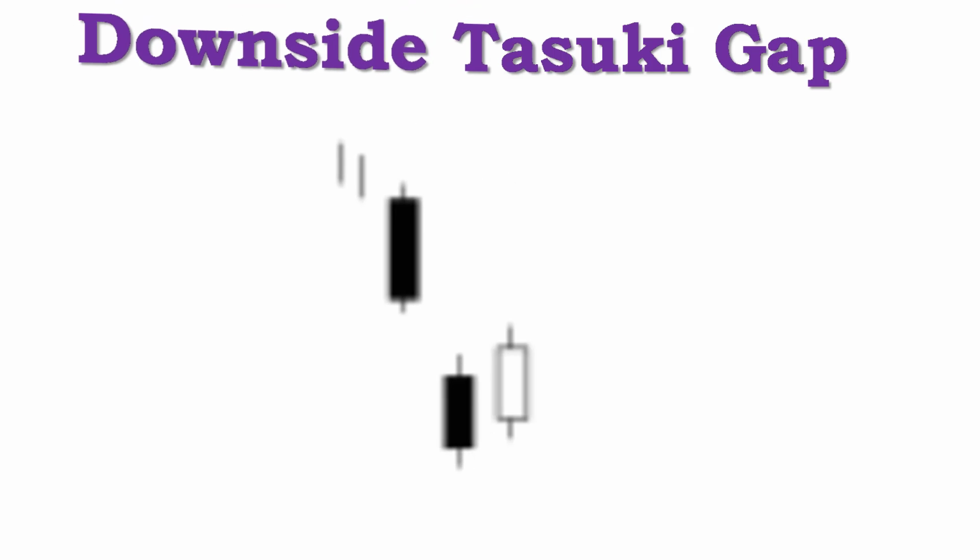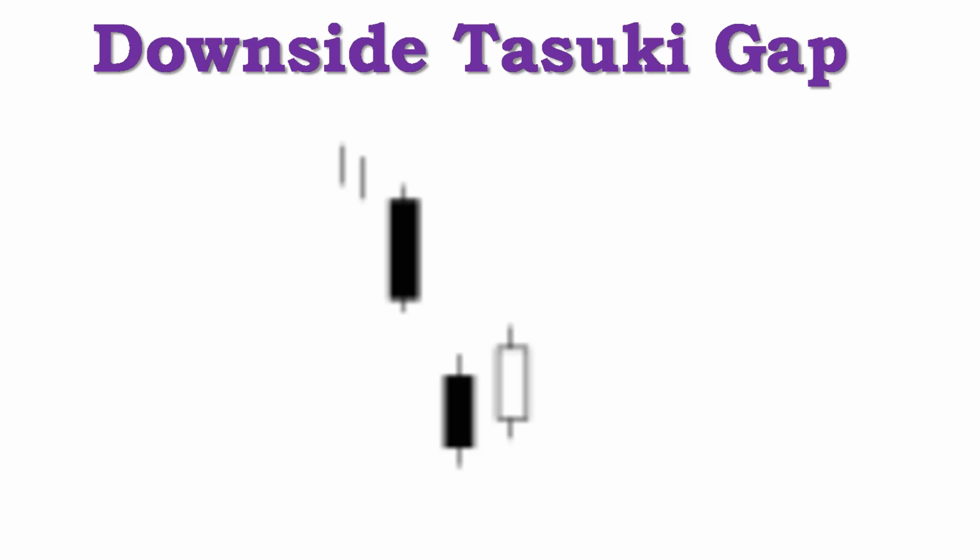Next candlestick pattern, downside Tasuki Gap. A continuation pattern with a long, black body followed by another black body that has gapped below the first one. The third day is white and opens within the body of the second day, then closes in the gap between the first 2 days but does not close the gap.